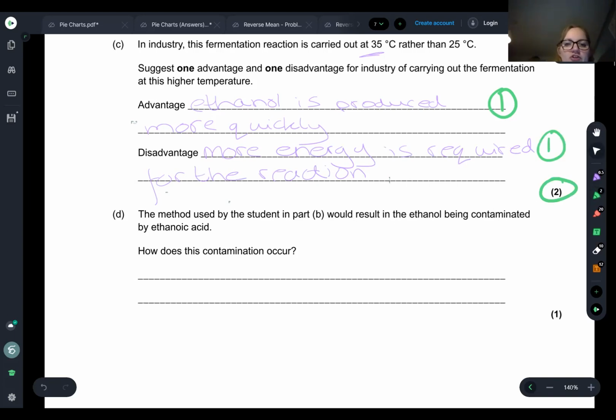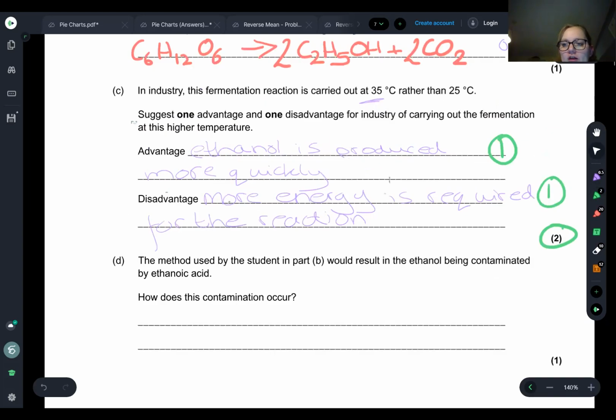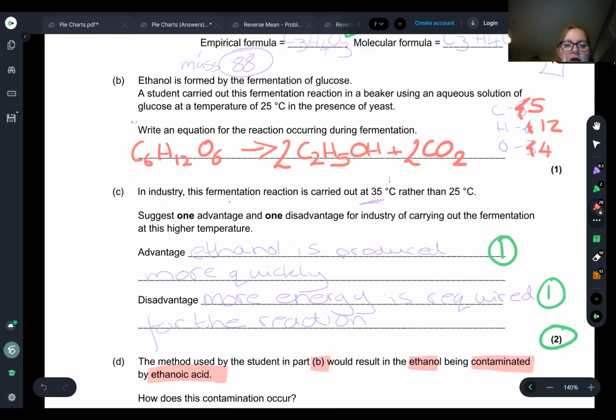The method used by the student in part B would result in our ethanol being contaminated by ethanoic acid. So let's have a look at that method again. Ethanol is formed by the fermentation of glucose. The student carried this fermentation out in a beaker using an aqueous solution of glucose in the presence of yeast.